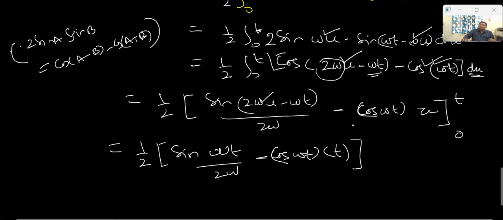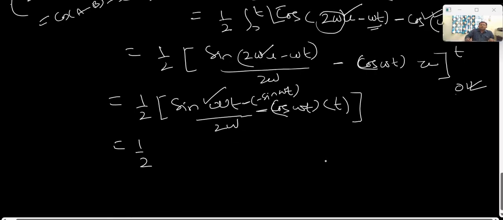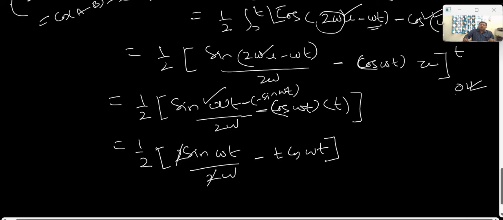So after the substitution of the limit, it will give you 1 by 2 of sine omega t minus sine of minus omega t, divided by 2 omega, minus cos omega t into t minus 0. Just you add it. For the upper limit it is sine omega t, for the lower limit it will be sine of minus omega t, so minus of minus sine omega t will come here. This will give you 1 by 2 of 2 sine omega t by 2 omega minus t cos omega t. Now this 2 and 2 cancel, and you simply add it. It will be sine omega t minus omega t cos omega t divided by 2 omega.